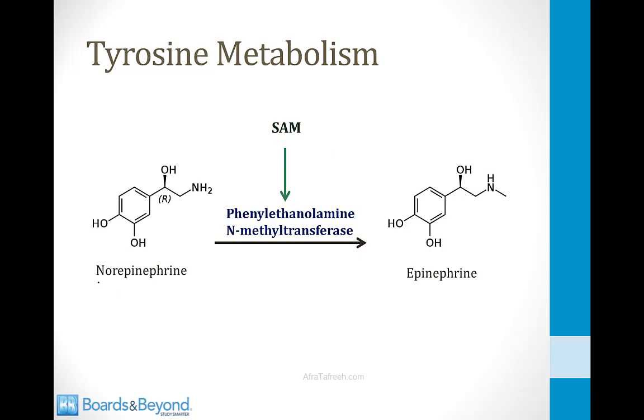The next step in tyrosine metabolism is conversion of norepinephrine into epinephrine. This involves addition of a methyl group to the end of the molecule of norepinephrine.